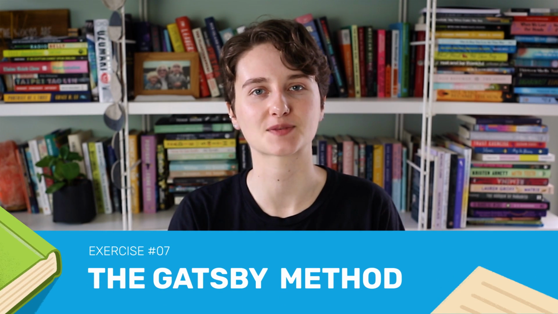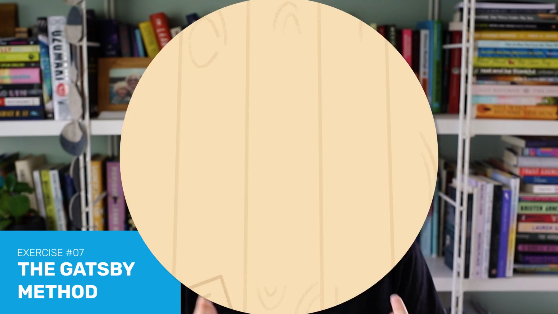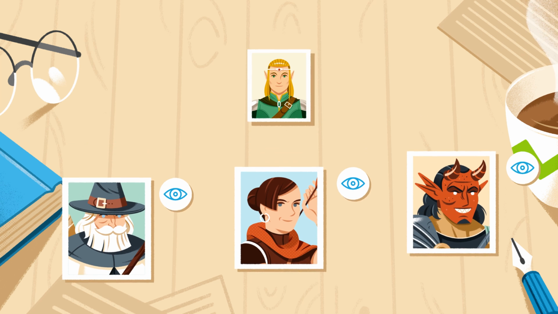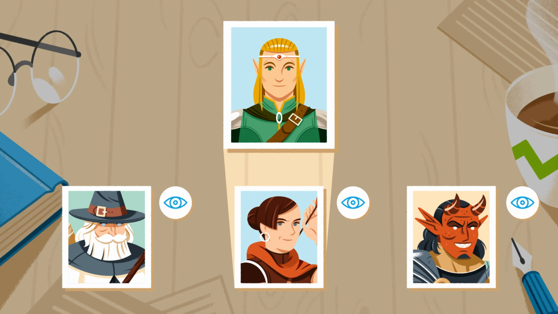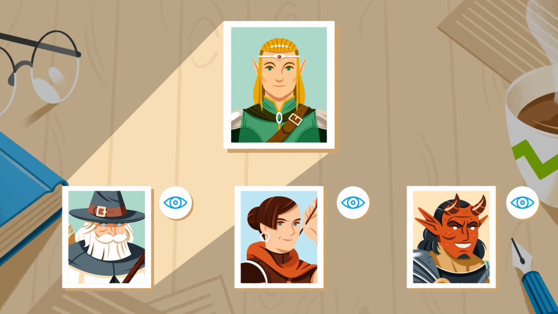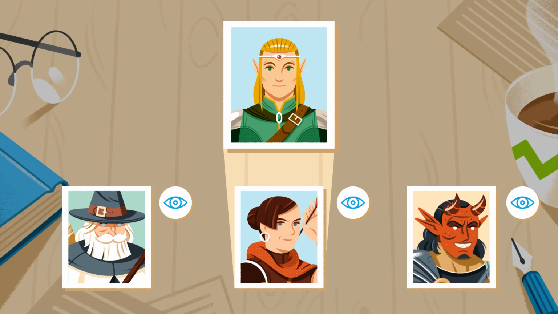And finally is the Gatsby method. So in The Great Gatsby, of course, the story is told from a witness point of view. So tell your story from a witness point of view. Write about your protagonist from all of your side characters' perspectives. Write a scene where all of your side characters are observing your main character. This can help you really flesh out those bonds between your characters, because you see from the side character's own eyes how they view your protagonist.